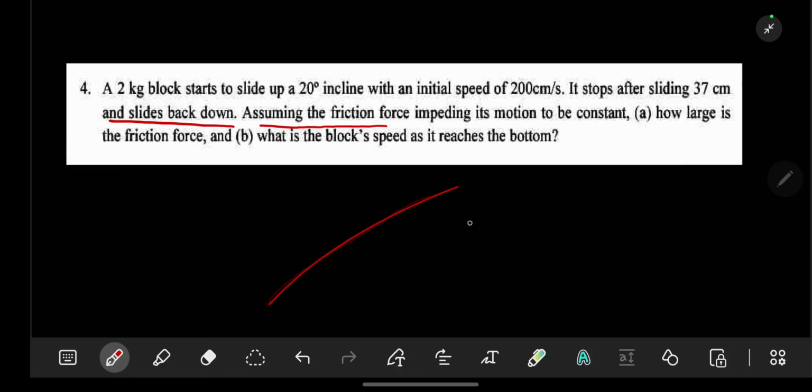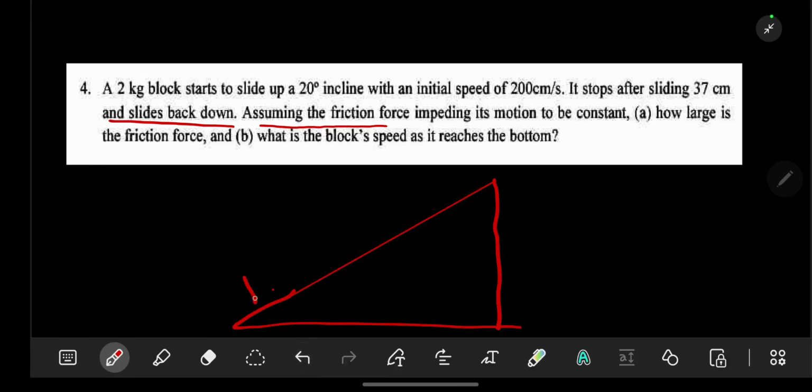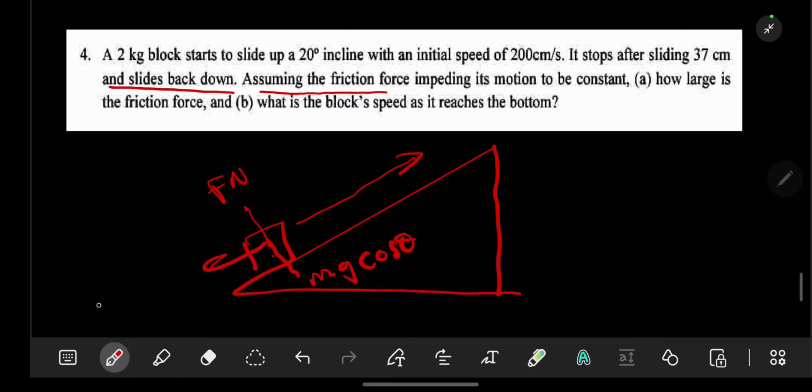So we have something like this. This block is starting at the bottom, then it is going up. So let's quickly split the forces. We have the Fn. Down here we have the mg cos of theta, acting downwards, this force will always be acting downwards. We have the mg sine of our theta, like that.